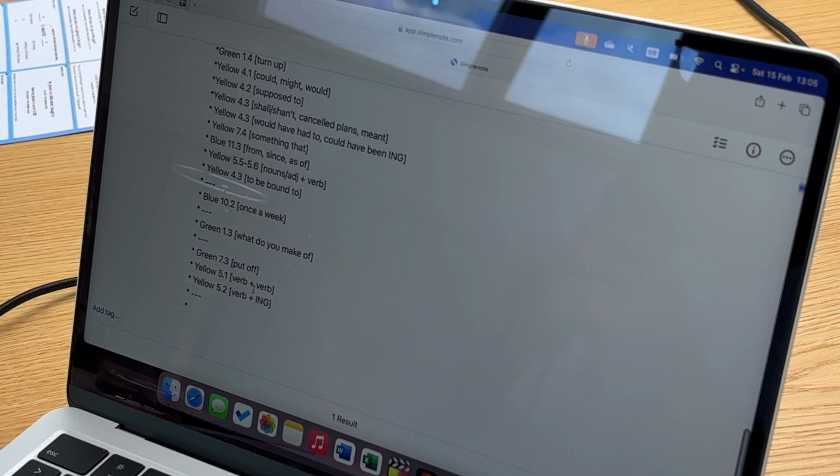I can't resist reading late till night. Lovely. That works. Nice. Okay. Before that, we also had from the green leaflet 7.3, put off. Can you remember what put off means?